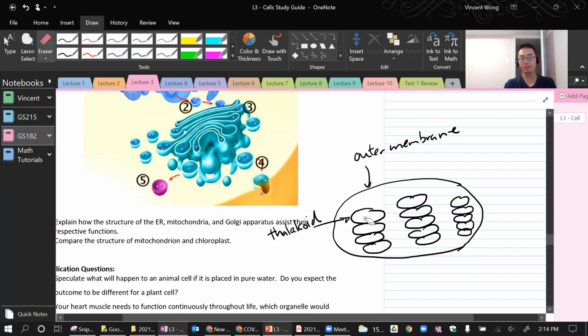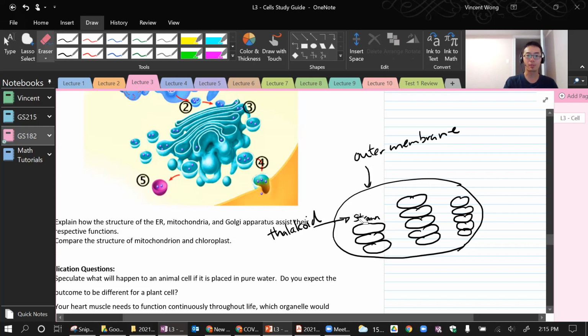And the inner membrane, instead of forming the cristae like we saw in the mitochondria, would be called the thylakoid membranes. That surrounds the thylakoid, and inside the thylakoid, if you like my donut analogy, the jellies, that's the stroma. So the stroma is analogous to the matrix, I guess.